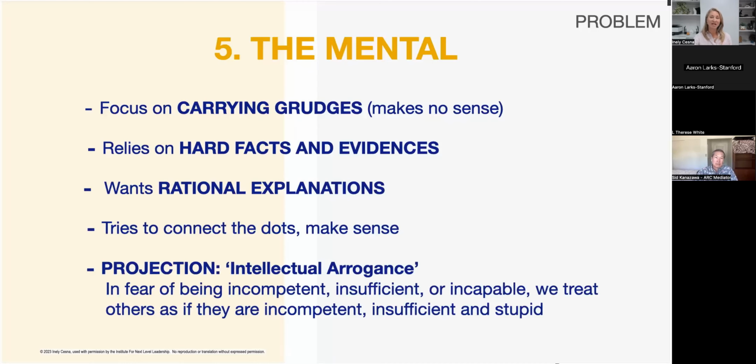And the projection here is one of intellectual arrogance. It's like when I fear that I'm incompetent, I'm insufficient, or I'm incapable, I treat others as if they are incompetent, insufficient, and stupid. So I come into this place of intellectual arrogance in my projection with others, with the world, and that's what exacerbates the conflict. So let's look at a short video representing this.